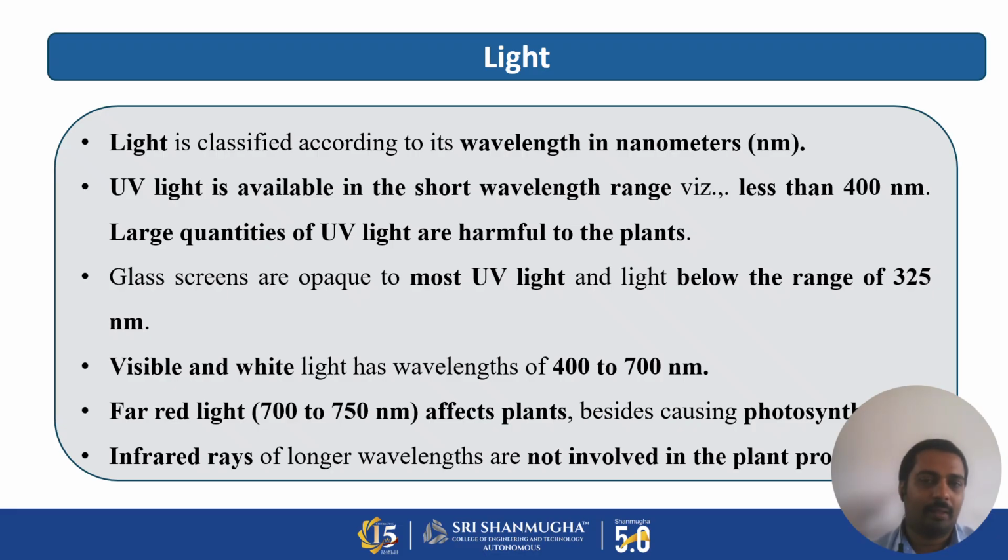Here, the visible and white wavelength of light is in the range of 400 to 700 nanometers. Far red light, 700 to 750 nanometers, affects photosynthesis. Then infrared rays are not involved in plant production.